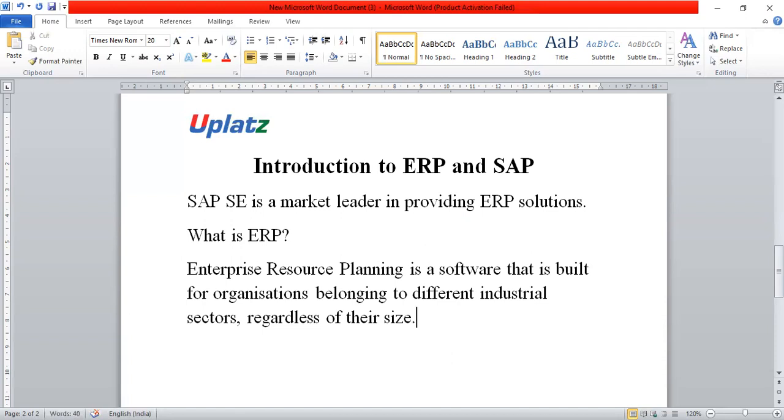So this ERP software is useful for every organization, irrespective of what industrial sector it belongs to. So every organization requires this ERP software, and also irrespective of its size. Large companies need this ERP solutions. Mid-sized companies need this ERP solutions. Small size companies also need this ERP solutions.